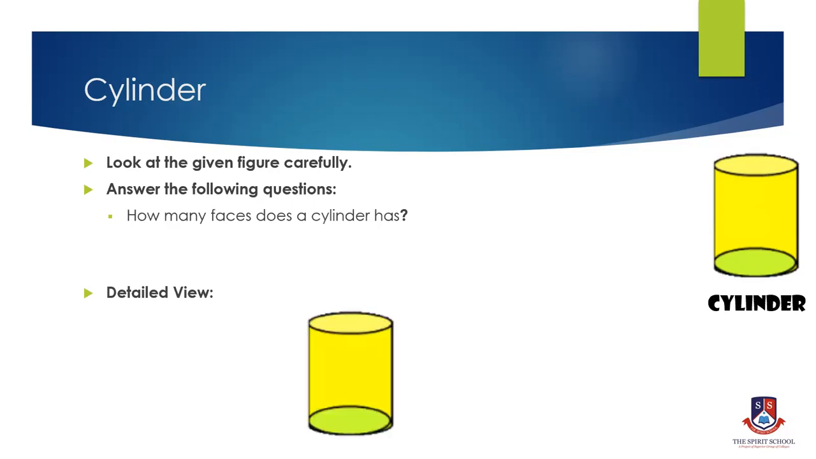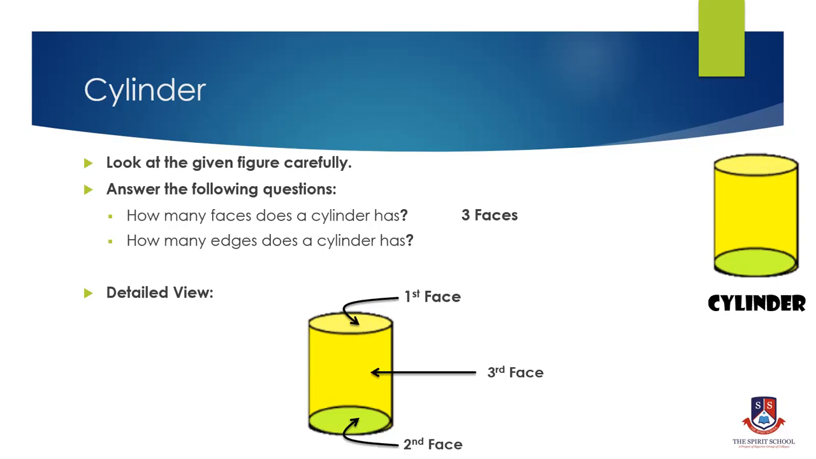Let us have a detailed view of the cylinder. Here is the first face, which is the top surface of the cylinder. Here is the second surface, which is the bottom face of the cylinder, and here is the curved face of the cylinder, which is the third face. So our cylinder has 3 faces. Now, how many edges does a cylinder have?